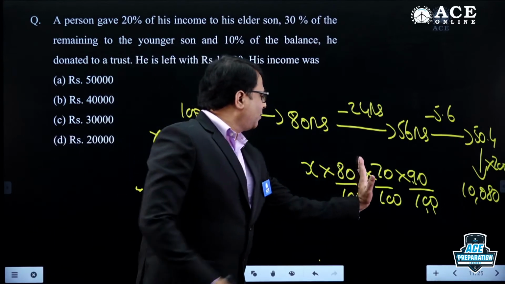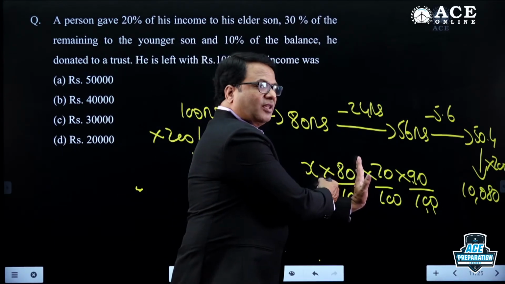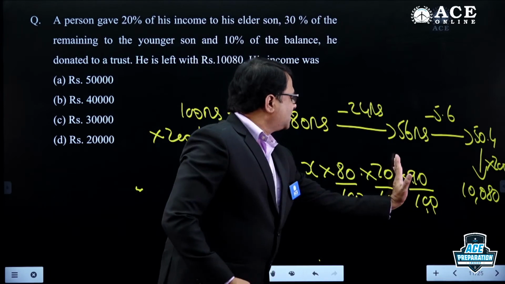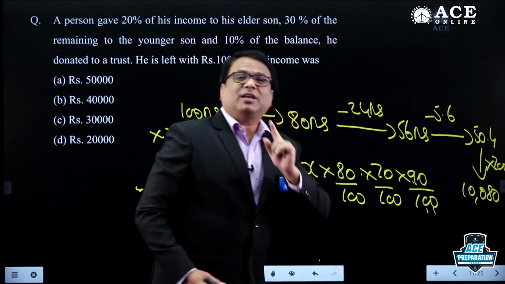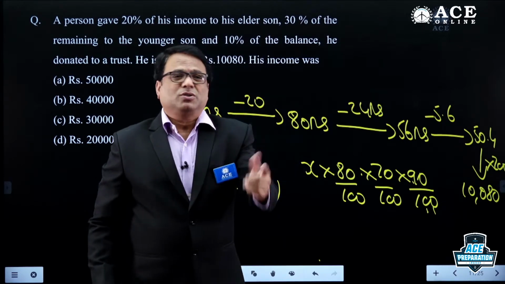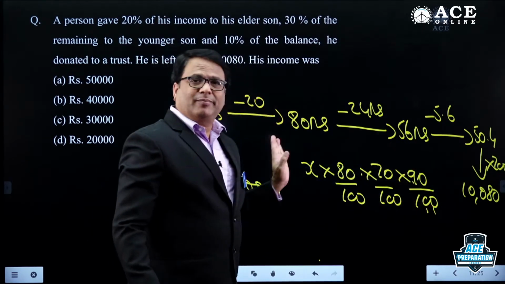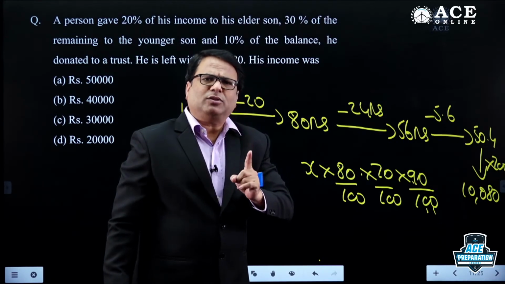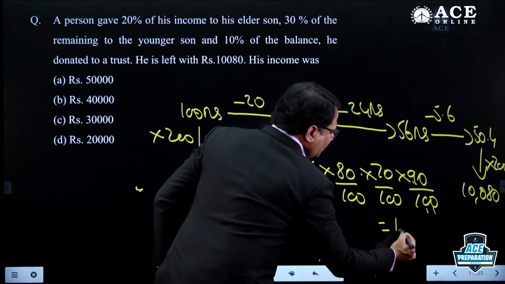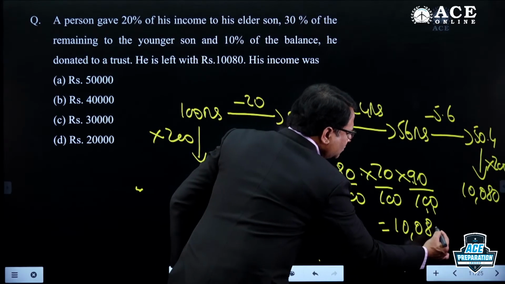This part is remaining after giving to the elder son, this is remaining after giving to the younger son, and this is remaining after donating to the trust. So this is the final money remaining. But the final money remaining is already given. How much is that? 10,080. So I will equate it with 10,080.